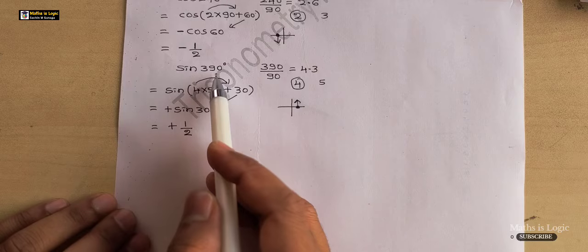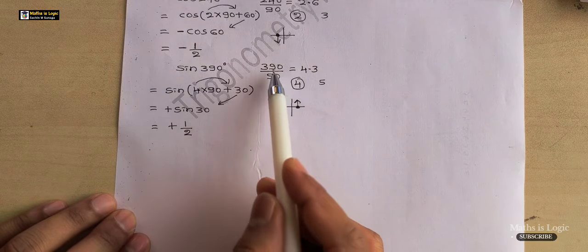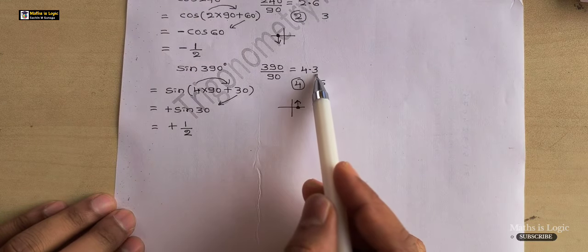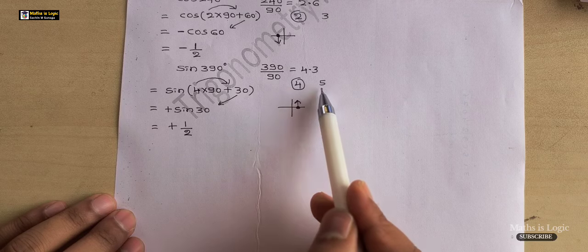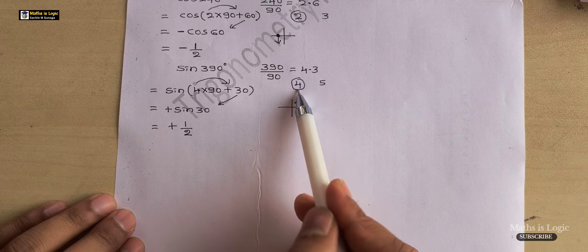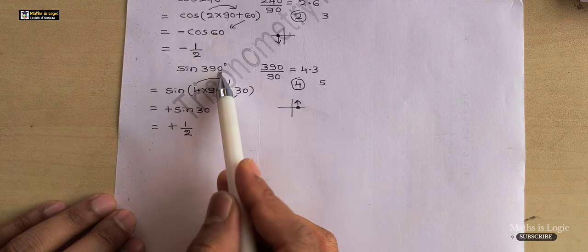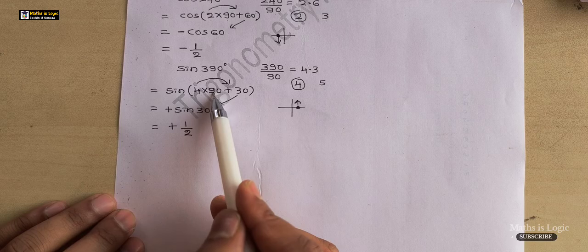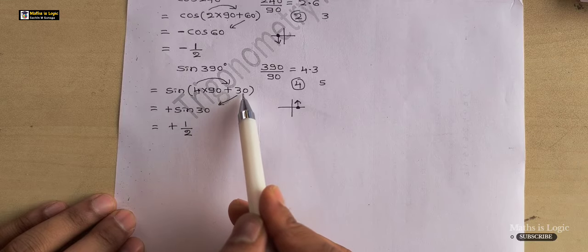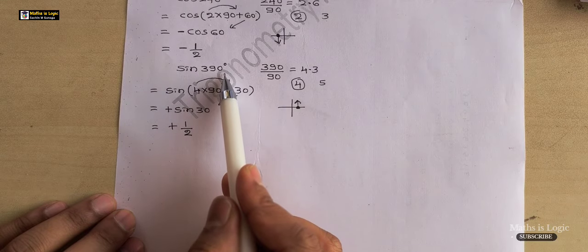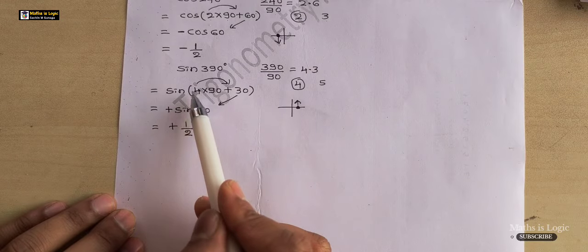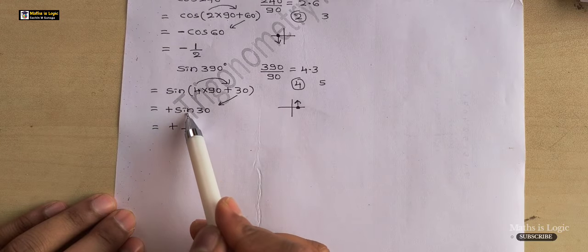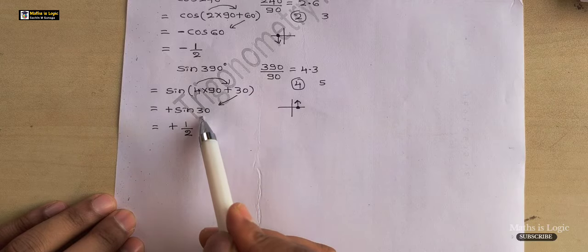Next, sin 390 degree. First 390 divided by 90, 4.3. 4.3 comes in between 4 and 5. Go for even number. So 390 degree, how to write? 4 into 90 is 360. 360 plus 30 is 390 degree. Because of even number, sine remains sine. At the end 30 degree is there. So keep that 30 degree as it is.